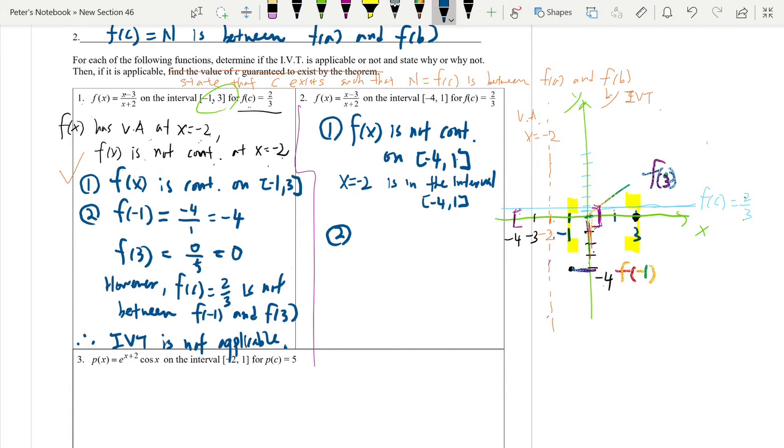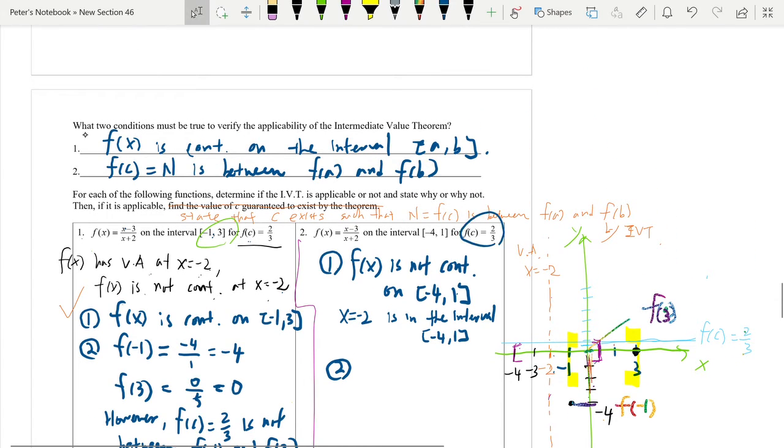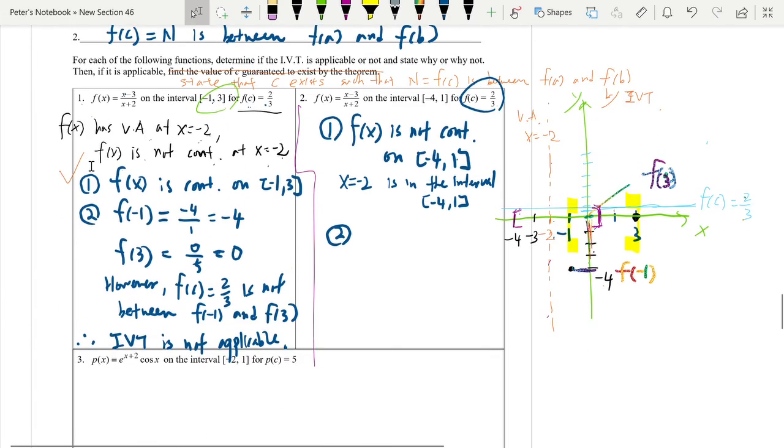So the second case is our n, right? F of c is 2/3, same value. Is it between f of a and f of b? Well, we've got to check that out. So what is our a? a is -4 and b is equal to 1. So f of -4, let's see what that value gives us. -4 minus 7, -4 minus 3 gives you -7, over -4 plus 2, which is -2. So that gives you 3.5 or 7/2, right?